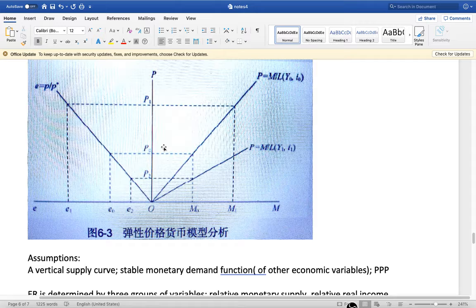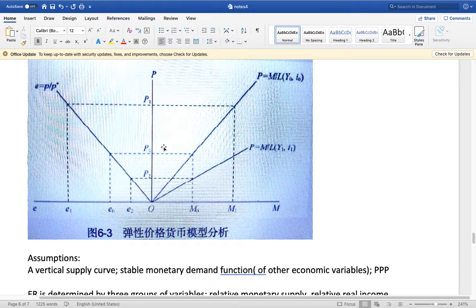That PPP line is holding the P prime constant, and the monetary expansion from M0 to M1, and as a consequence, the price changes from P0 to P1, and the exchange rate changes from E0 to E1. In this way, the local currency depreciates.